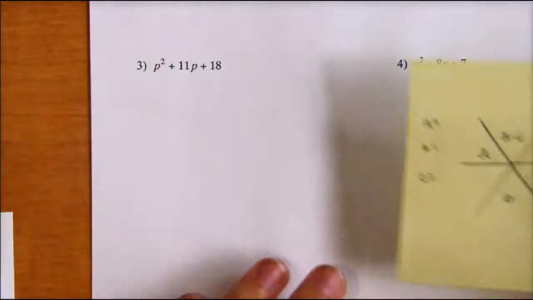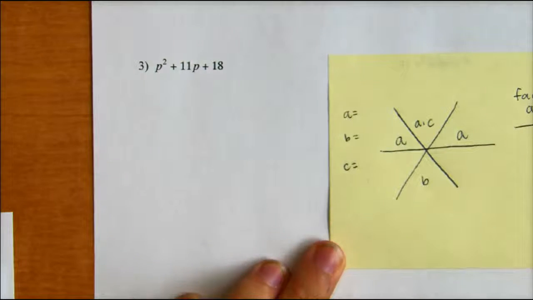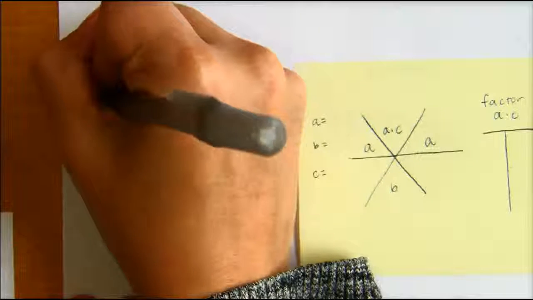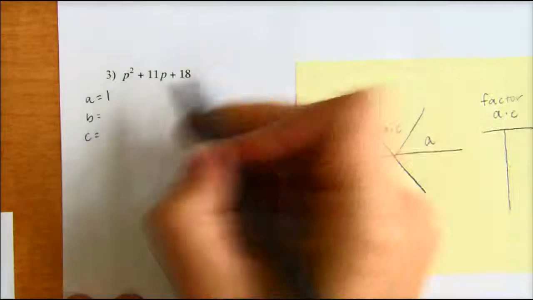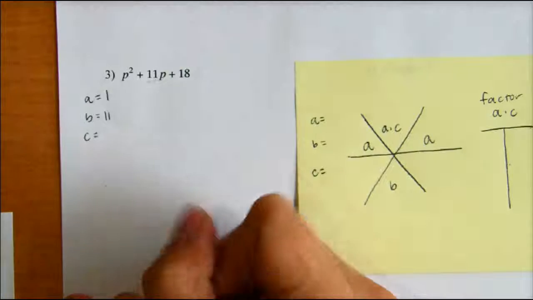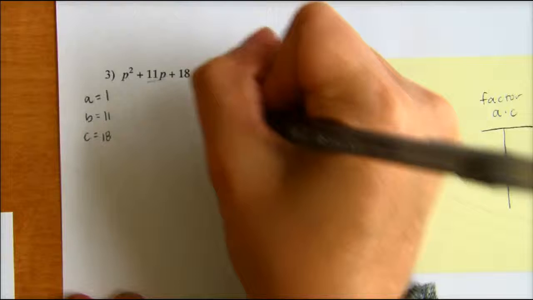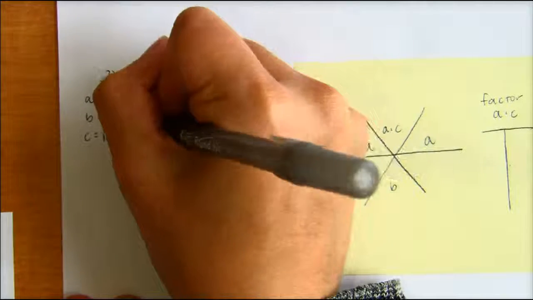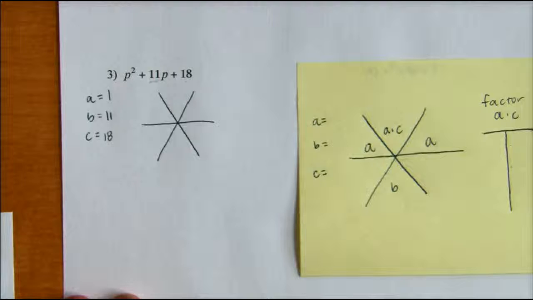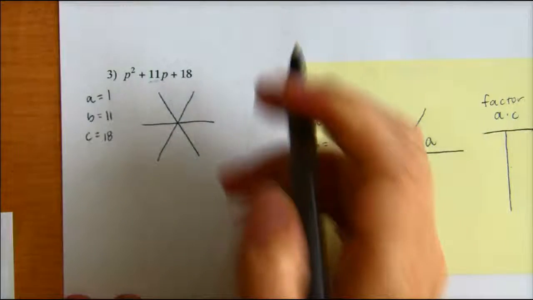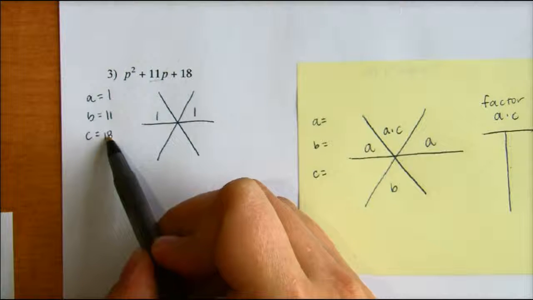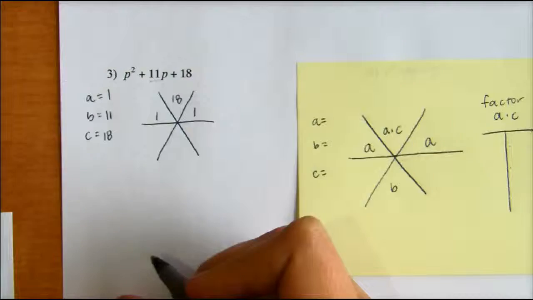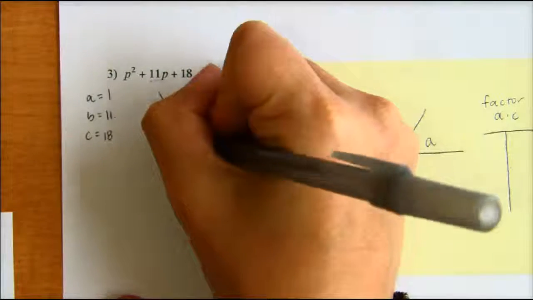So for number 3, just like last time, I'm looking to snowflake, so I'm going to set up my snowflake to start to factor. First, I'm going to identify what is A, what is B, what is C. In this case, A is 1, my B value is 11, and my C value is 18. So I'm going to set up my snowflake, fill in my blanks. A is 1, so my A values are going to go here and here. I'm going to put my 1. My A times C, 1 times 18, will give me 18. And my B value is 11.